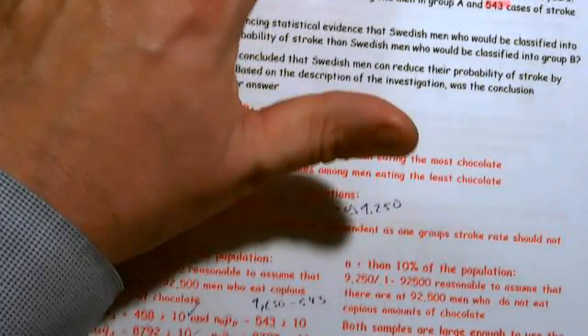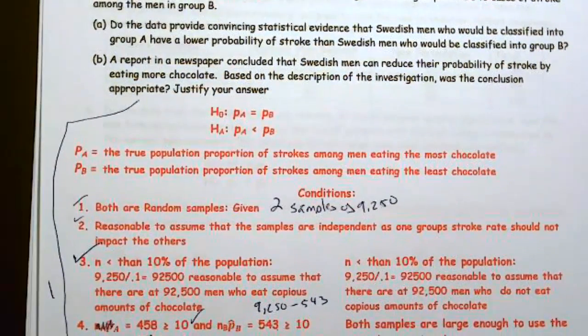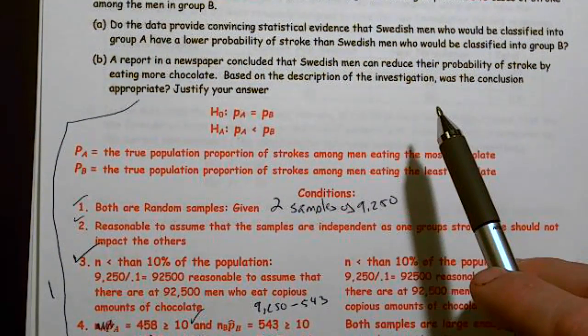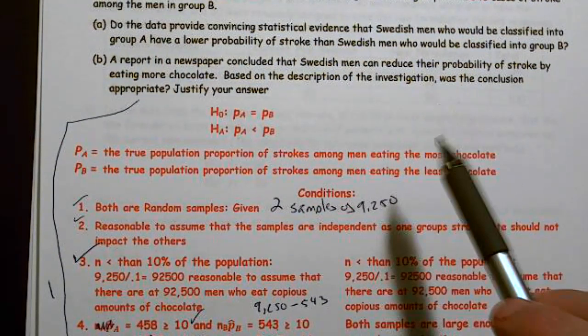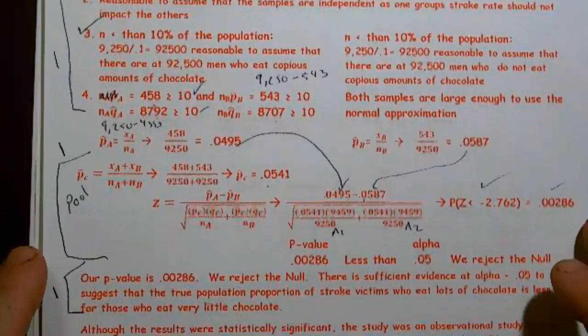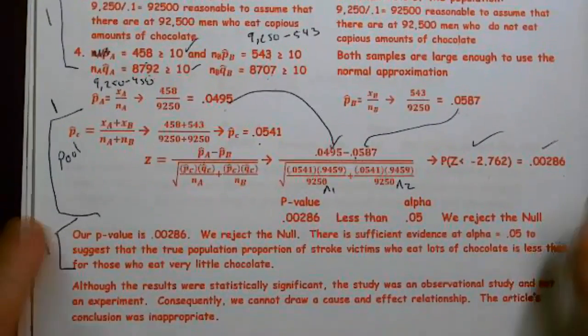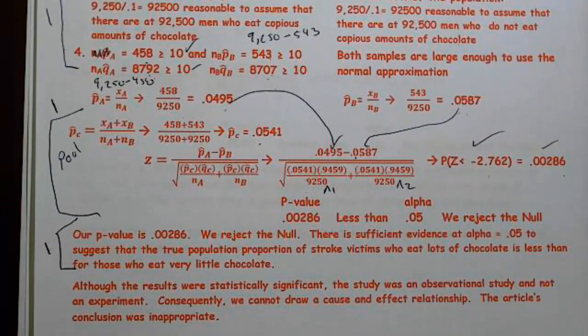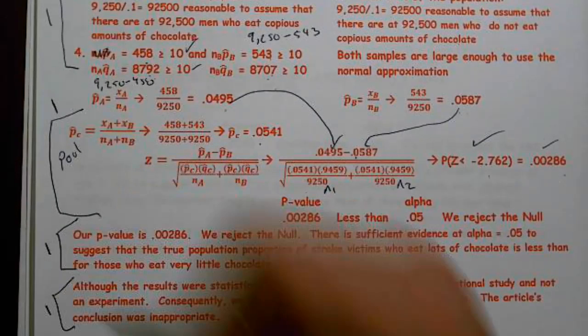The fourth point comes from part B. It says, a report in a newspaper concluded that Swedish men can reduce their probability of strokes by eating more chocolate. Based on the description of the investigation, was the conclusion appropriate? A little bit tricky here. We said it was an observational study. So although the results were statistically significant, and they were, the study was an observational study and not an experiment. Consequently, we cannot draw a cause and effect relationship. The article's conclusion was inappropriate. They cannot make that conclusion.